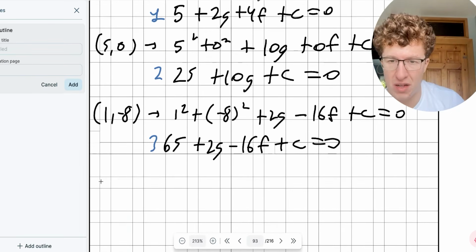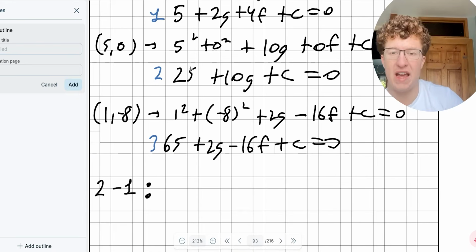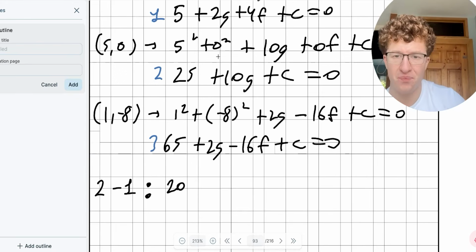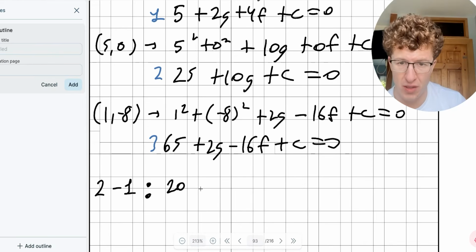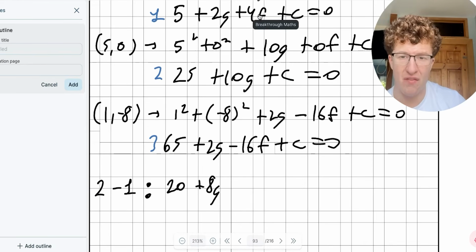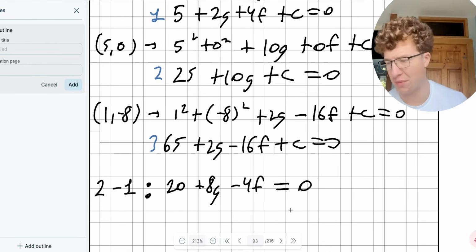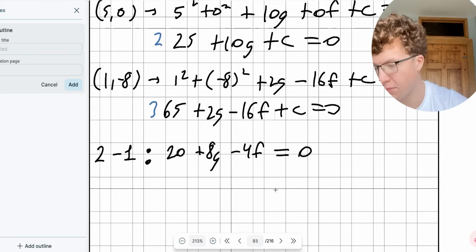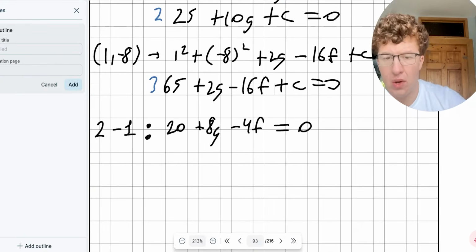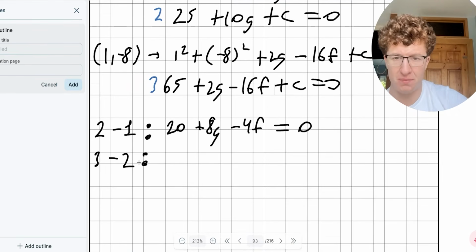So what I'm going to do is I'm going to do the second equation, 2 minus 1. 2 minus 1 is the second equation minus the first equation. When I get that, 25 minus 5 will give me 20. 10 minus 2 will give me plus 8g. And we have no f, and we're minusing the 1, so we're going to have a minus 4f. The c's will cancel, and we'll be left with 0.